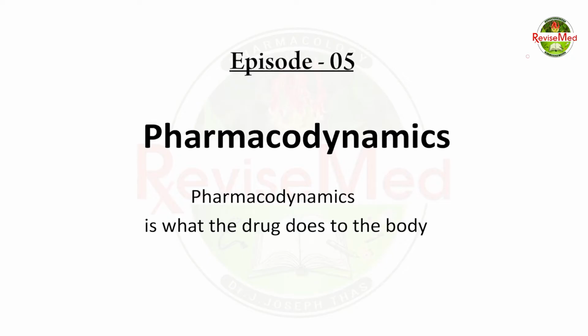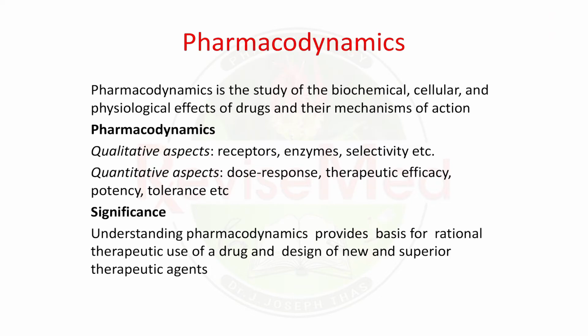Pharmacodynamics. We know pharmacodynamics is what the drug does to the body. If we go into detail, pharmacodynamics is the study of the biochemical, cellular and physiological effects of drugs and their mechanisms of action. Pharmacodynamics can be dealt in two aspects, in two ways. One is qualitative aspects of the topic, that is dealing with the receptors, enzymes and selectivity, and the other is quantitative aspects of pharmacodynamics, that is dose response, therapeutic efficacy, potency, tolerance, etc.